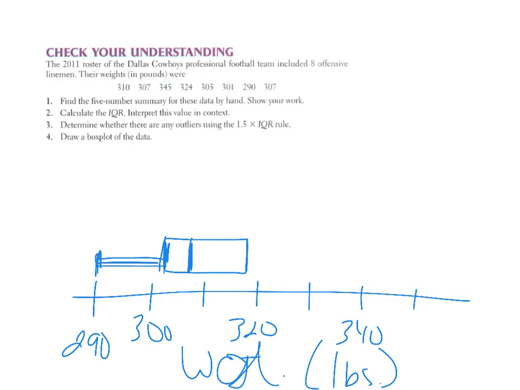290 would not qualify as an outlier. My biggest value that is not an outlier is 324, so I'm only taking this whisker out to 324. Then I have my outlier out here at 345. So my box plot would look something like that. Okay, so we'll be practicing with all this stuff in class.